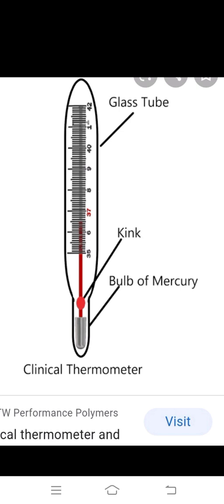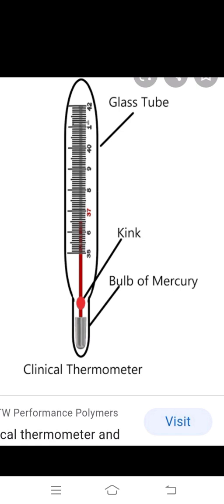Now, we should know about the temperature. What is temperature? A reliable measure of the hotness of an object is its temperature. Temperature is measured by a device called a thermometer. The thermometer that measures our body temperature is called a clinical thermometer.